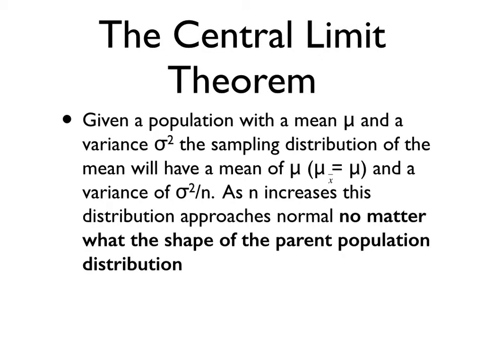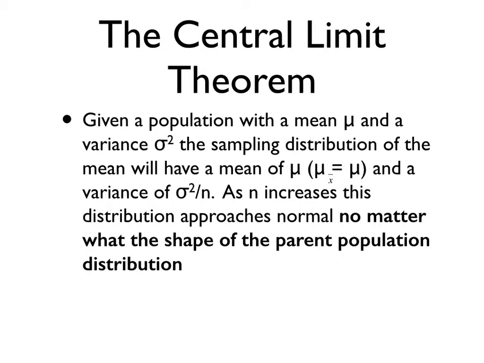The mean's going to be the same. The average mean is actually going to be the same value as the population mean. That's neat, and not surprising, right? That's intuitively pleasing. The variance is sigma squared over n.